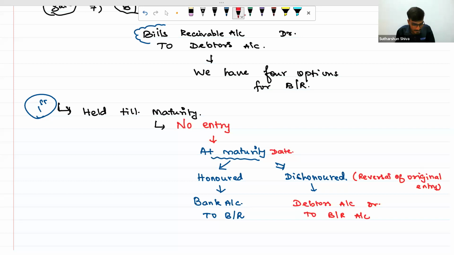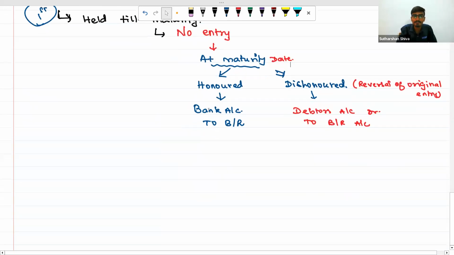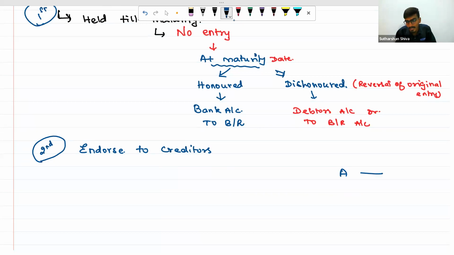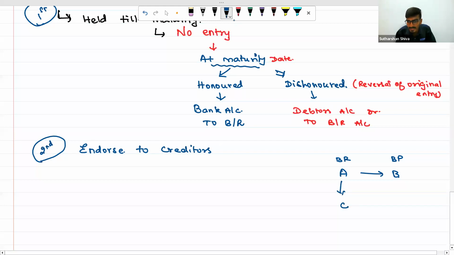Okay. Next part. It comes to a second criteria that in this topic itself I will cover bills of exchange also. This second part needs more attention. That is endorsed to creditors, that is, a third party will be involved. A and B are making some transaction. A sends bills receivable. For B, it is bills payable. A is having another transaction with C. He is liable to pay C.